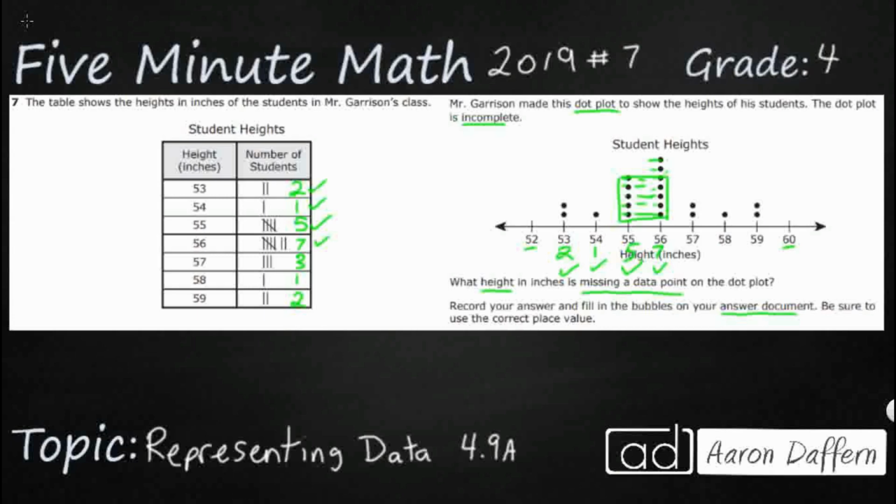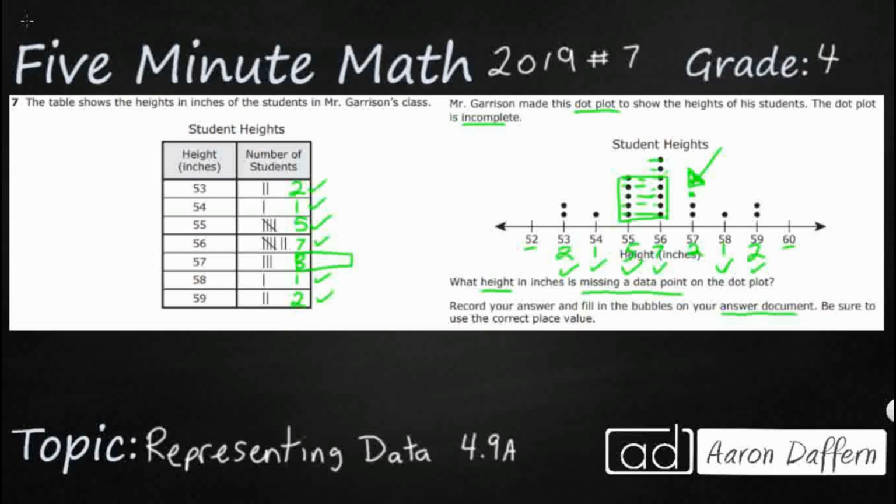So 57 is 2. That could be our problem right there because 57 should be 3. We're missing a dot right there. So let's just double check. 58 has got 1. Yes. 59 has got 2. And that's a yes. All right. So our missing data point is right here on 57.